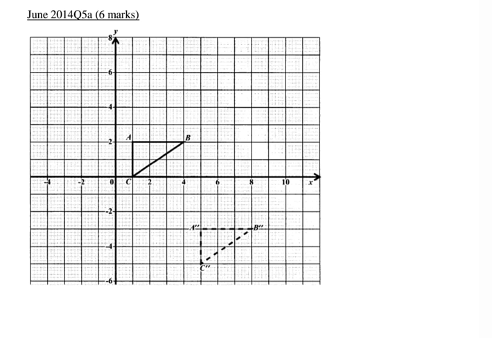Now, in an enlargement, the distance from the center to the image is equal to k times the distance from the center to the object. So here we have the points A, B, and C, and we want to obtain the points A prime, B prime, C prime. Here's how I'll go about it.